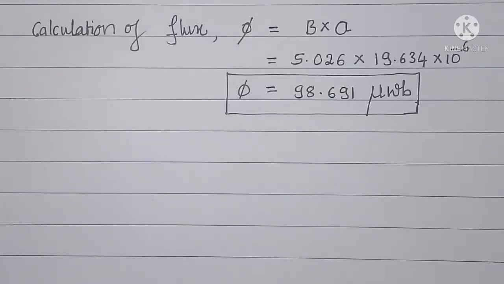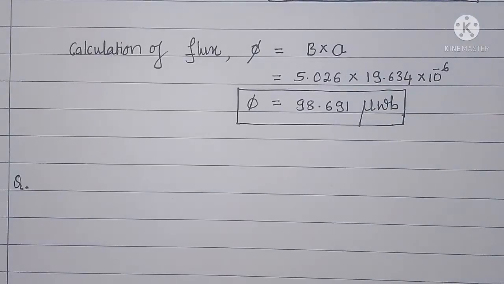Now we will take the second question. This second question is a modification of the first question. Keeping all the data fixed, now we have to insert one small air gap in this iron ring and then calculate the flux set up in that air gap.